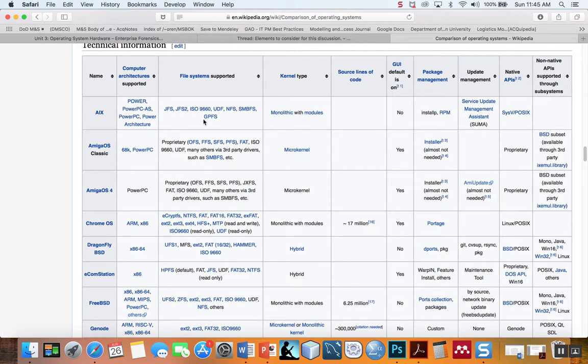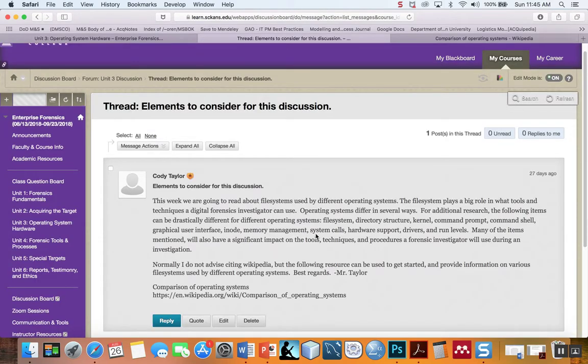Each one of these gives you a good intro, but if you click on the file system, you'll find more information. I actually want you to break out of Wikipedia when it comes to the file system, the kernel, some of those important differences. You need to do your research elsewhere. So again, in the discussion, you're supposed to compare the operating systems, talk about the differences in the file system, and then also talk about the different tools that a forensic investigator would use. Hopefully that'll give you a good start.